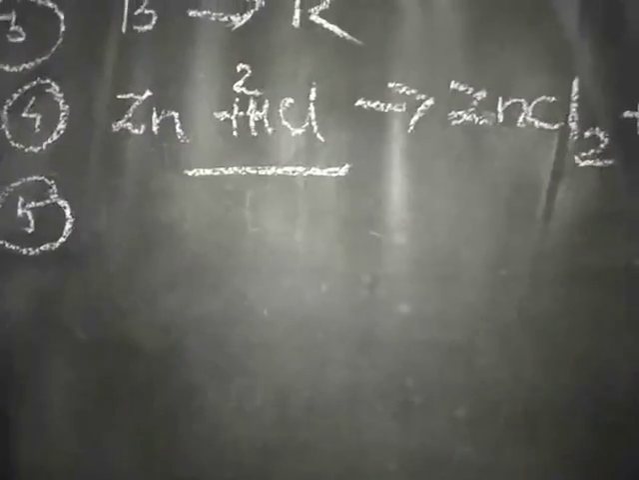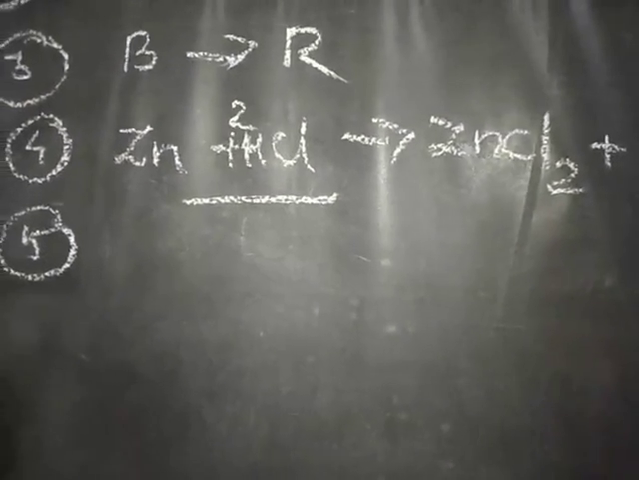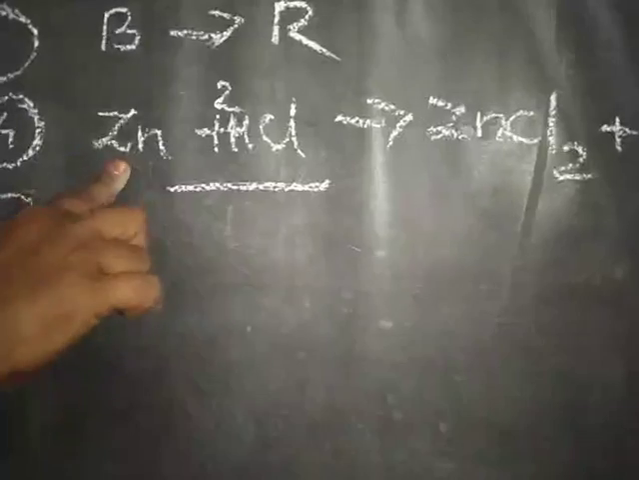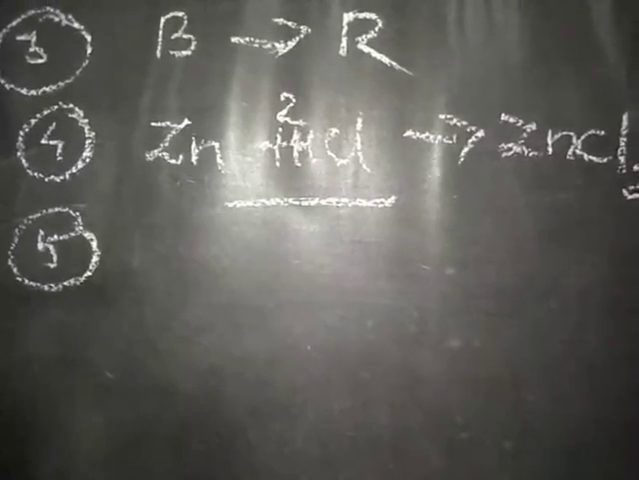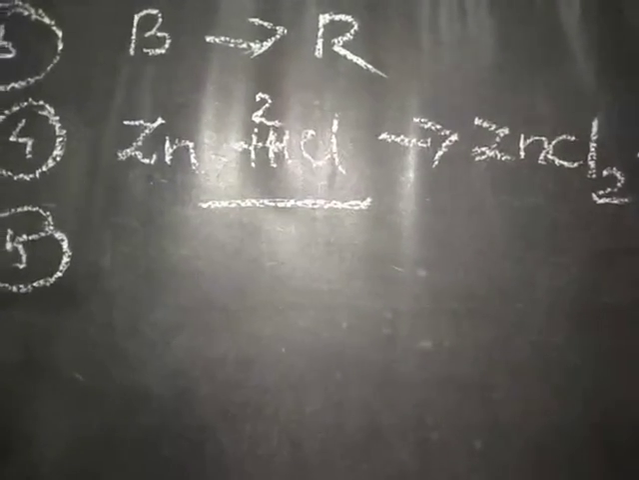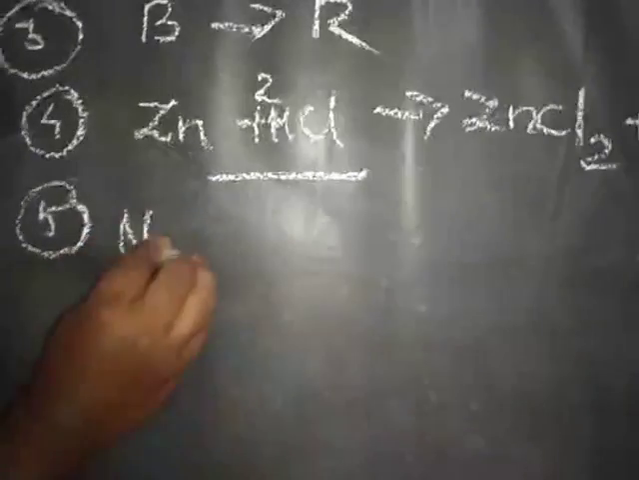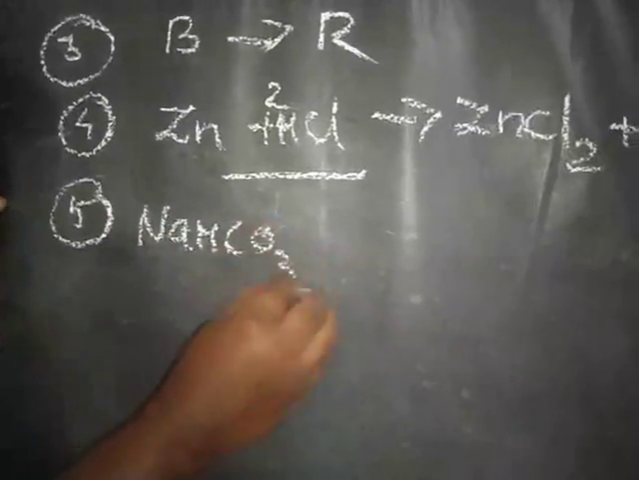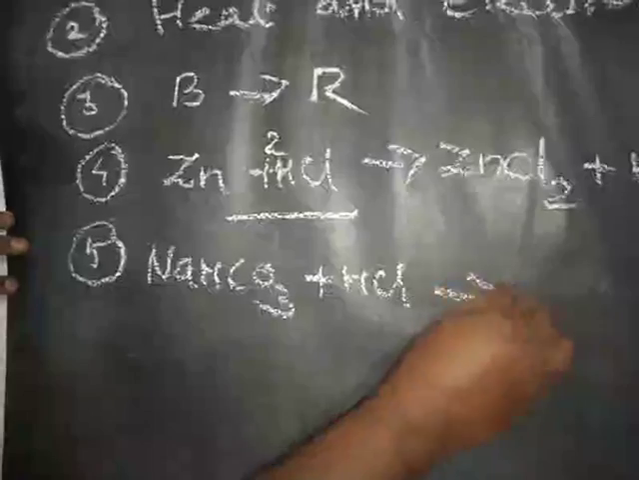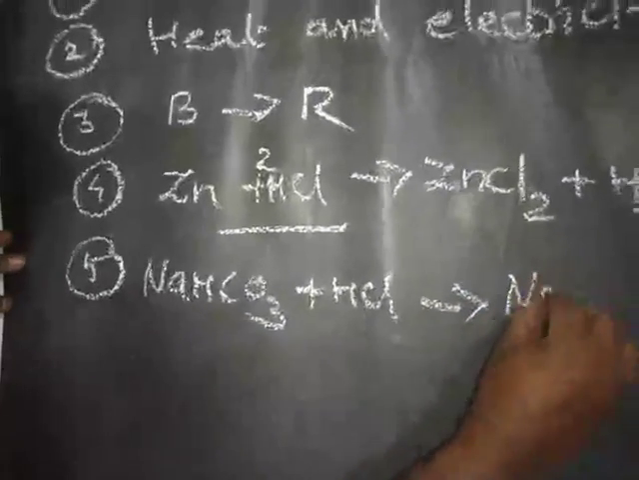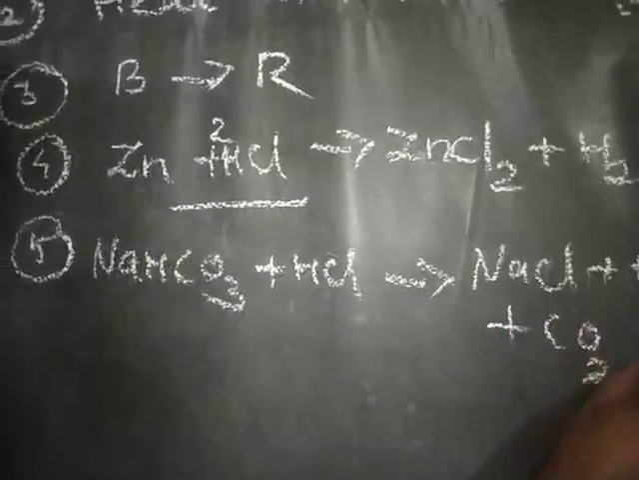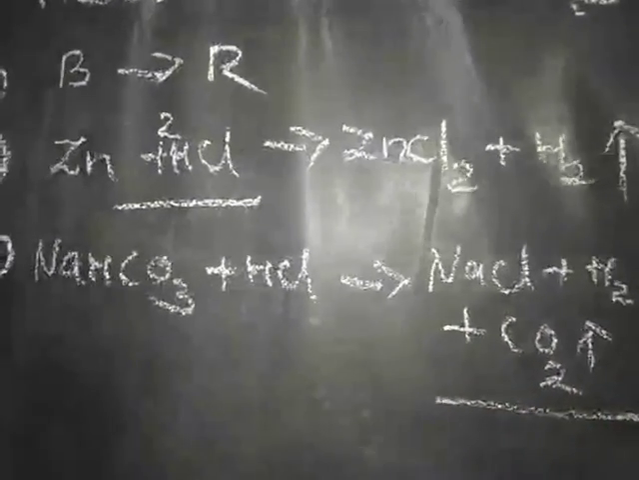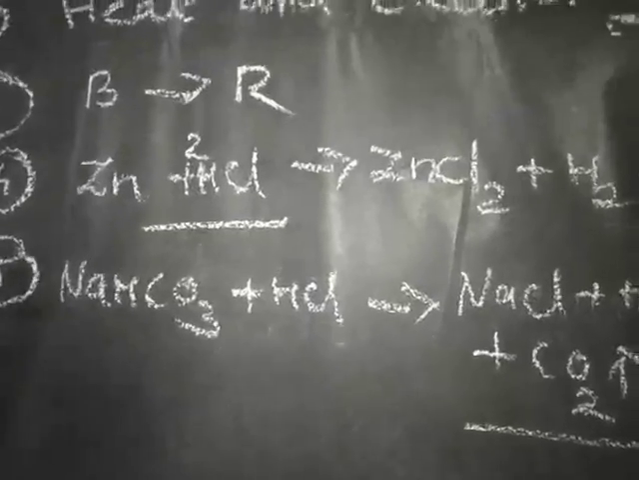Fifth point: acids react with metal carbonates, like sodium carbonate and sodium bicarbonate, to give carbon dioxide gas. For example, sodium bicarbonate, NaHCO3, plus hydrochloric acid gives NaCl plus water plus what type of gas? Carbon dioxide gas is liberated.